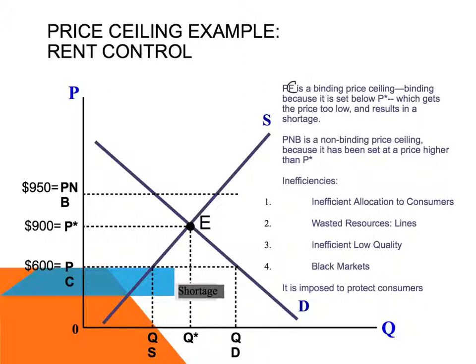There's going to be inefficient low quality because since there's a lot of demand for the firm's product, the firms can afford not to give decent apartments to the consumers. And also there can possibly be a black market so that the consumers can get the product, for example, by offering firms a higher price for the apartment without the government knowing about it.